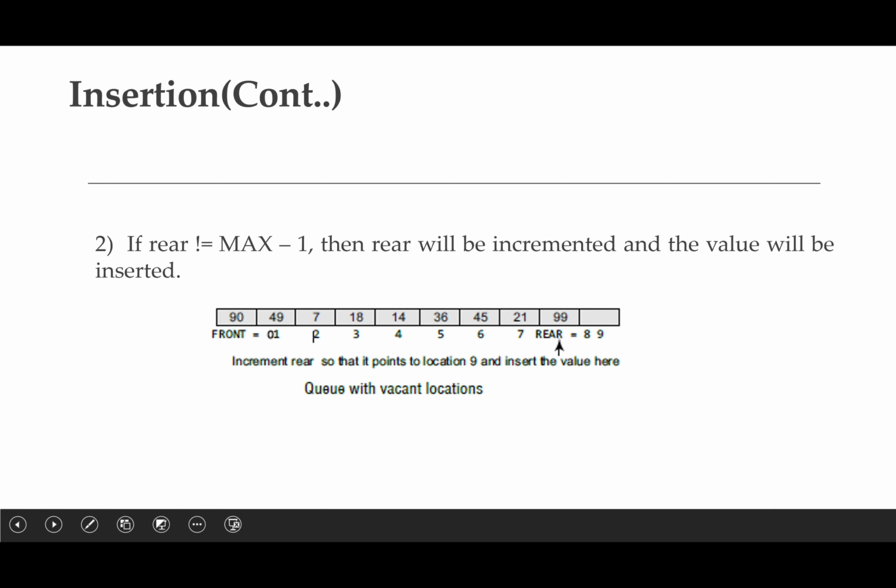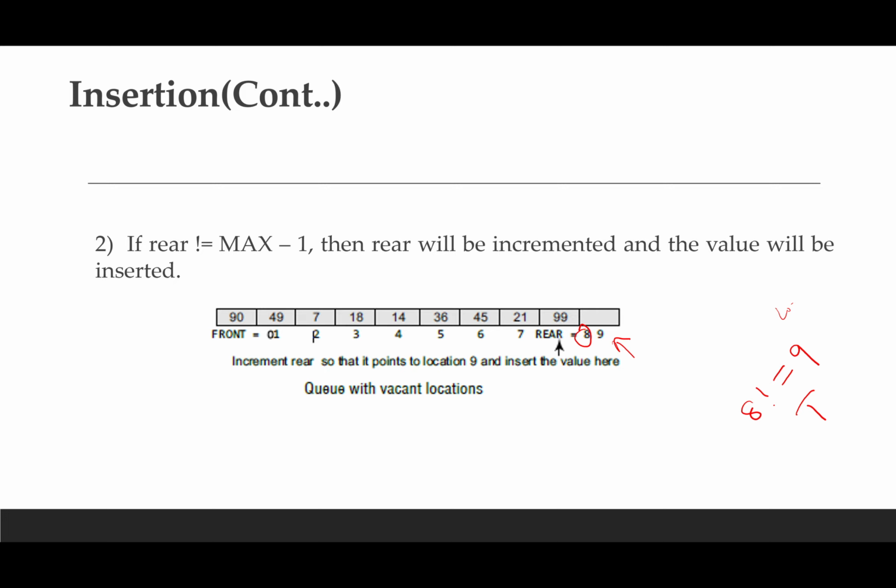Then the second condition we need to check is rear is not equal to max minus 1. Here, what is the rear position? It is 8. And max minus 1 is 10 minus 1, that is 9. So 8 is not equal to 9. This condition is true. What is the meaning? The memory space is available to do the insertion. So we can increment the value of the rear, 9 will become the rear position, and we can do the insertion.